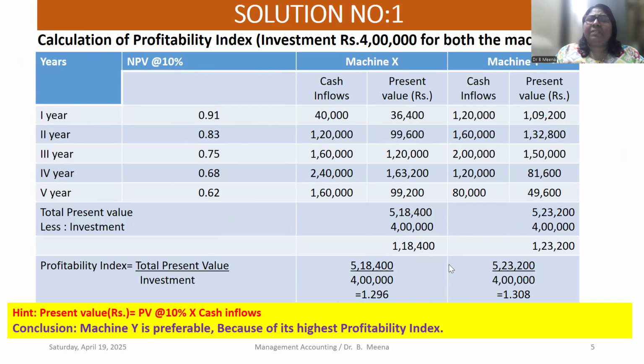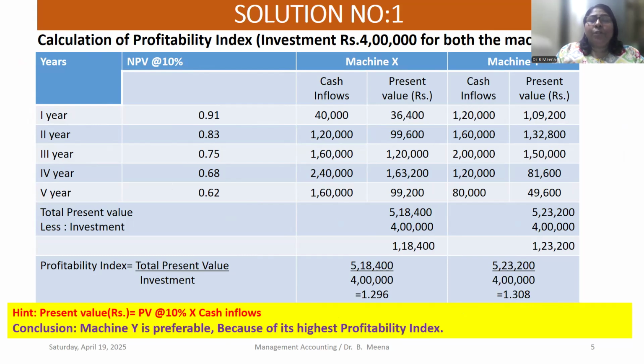I said in the previous slide itself, total present value is enough to complete the problem. No need to calculate the NPV under the profitability index. So total present value divided by investment. For both the machines I calculated the values: 1.296 for X and 1.308 for machine Y. Based on these values, I can conclude that machine Y is preferable because of its higher profitability index, that is, machine Y's index value is 1.308.